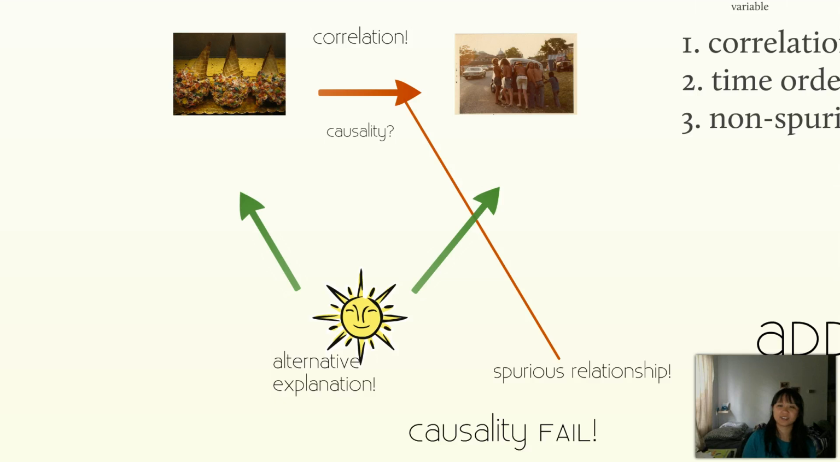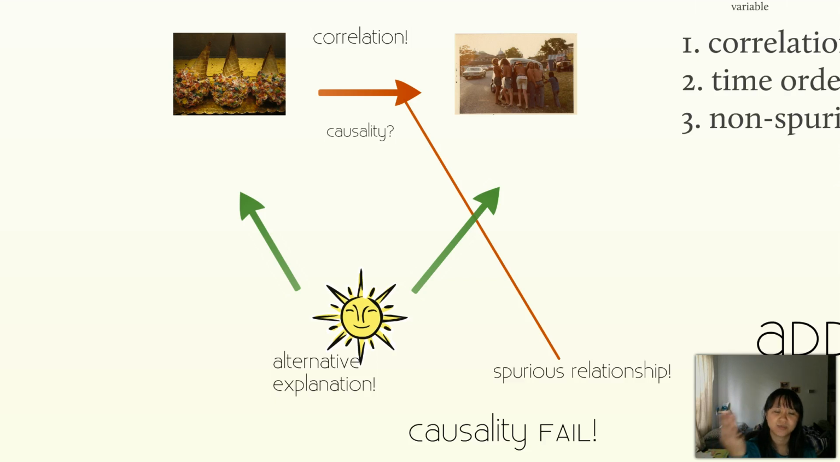And then obviously the answer is no, because it doesn't fulfill the three things. So yes, there is a correlation. Time order, we're not quite sure. We don't know if people are wearing shorts first or if they're eating ice cream first. We don't know what the time order is. So already one of the determinants is not being fulfilled.